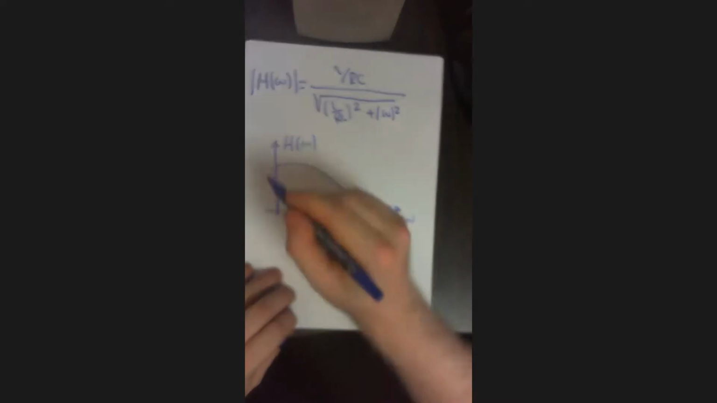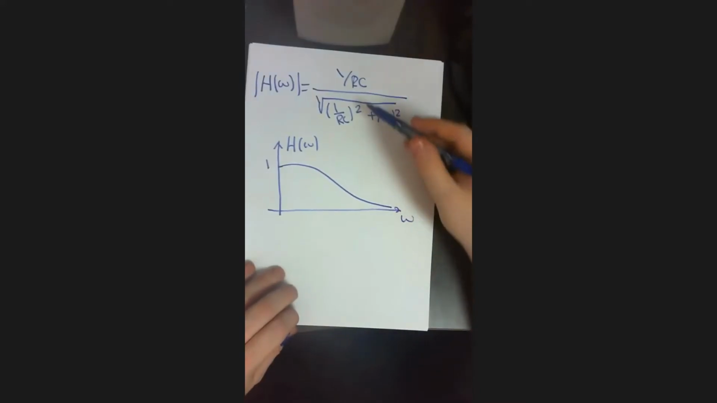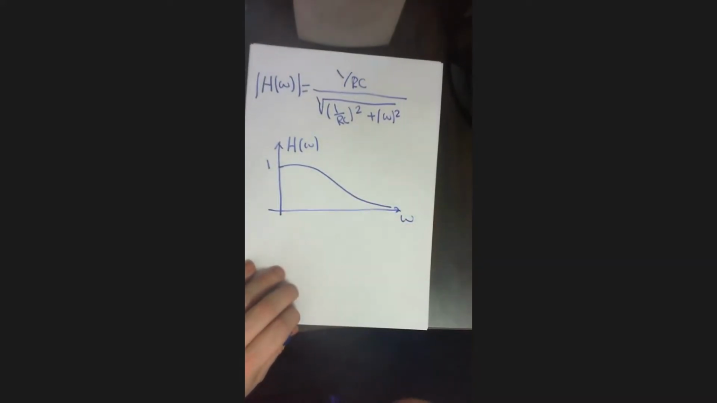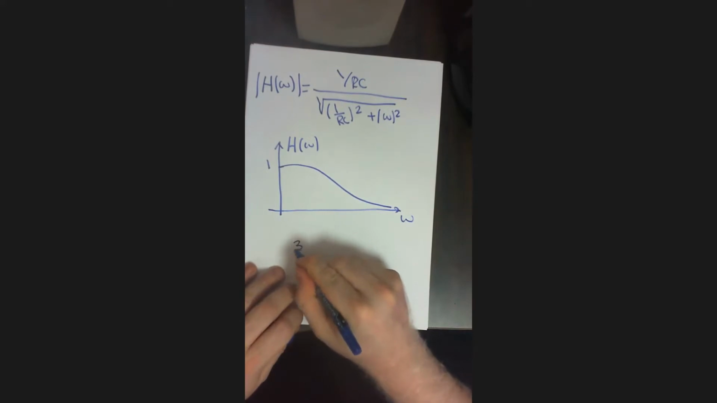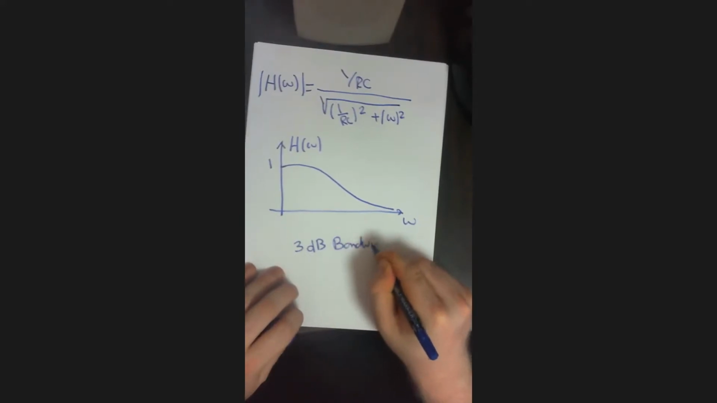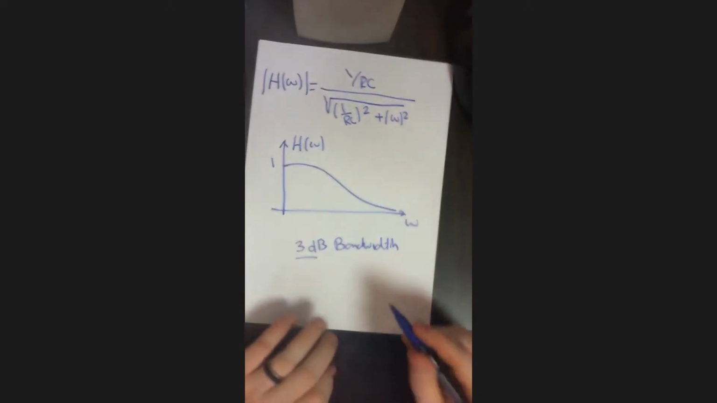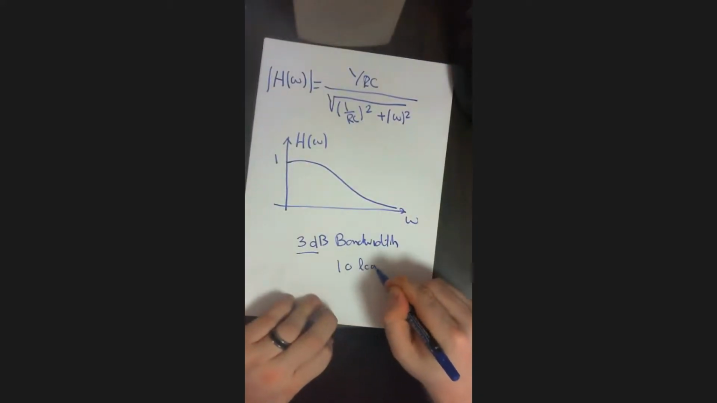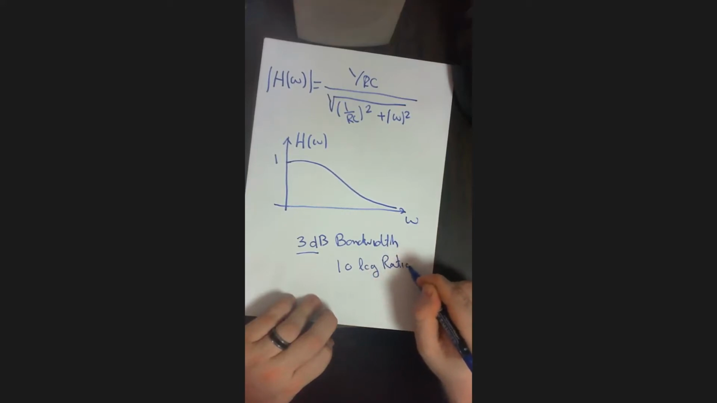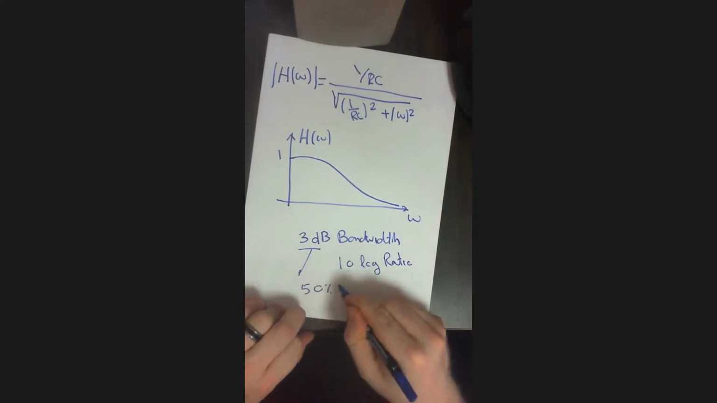Now this amplitude is equal to 1. This is very simple by substitution: substituting omega equals 0, you will have 1 over RC over 1 over RC, which is equal to 1. In order to estimate the cutoff frequency, we have a very important definition, which is called the 3dB bandwidth. The 3 decibel, you know that the decibel is simply 10 log of the ratio value. So the 3dB bandwidth actually represents 50% of the power.